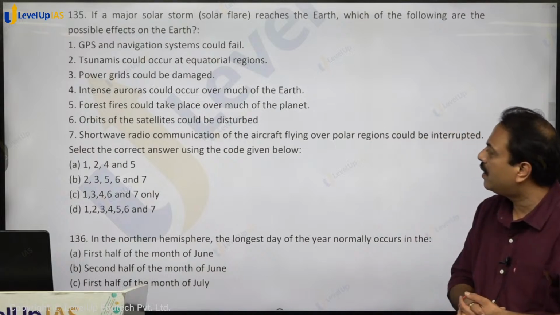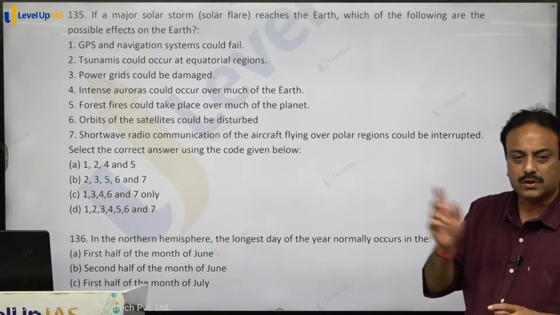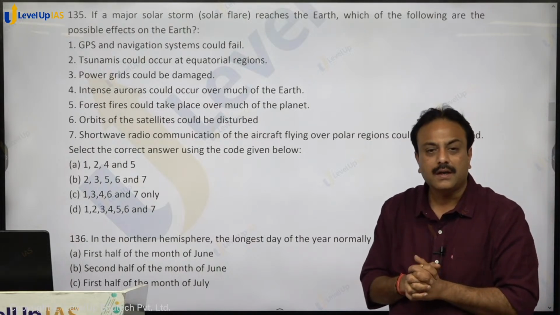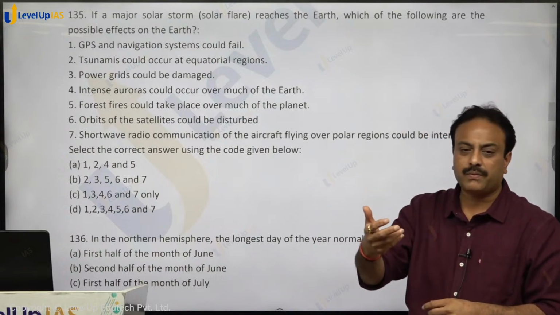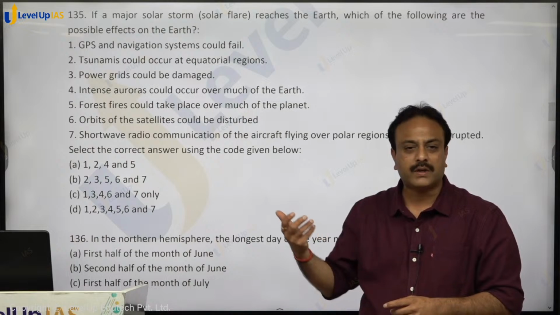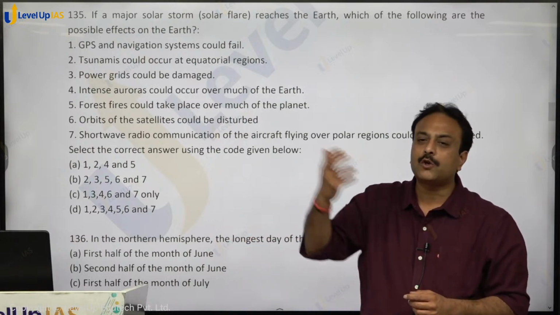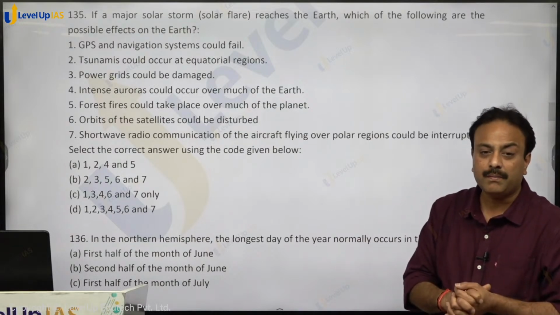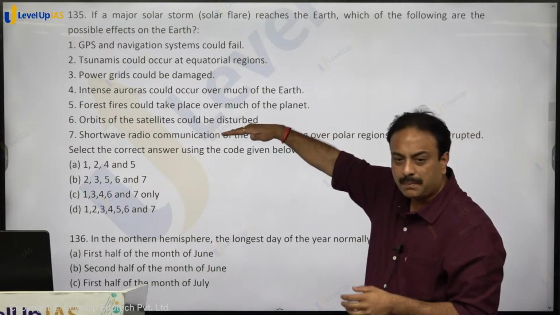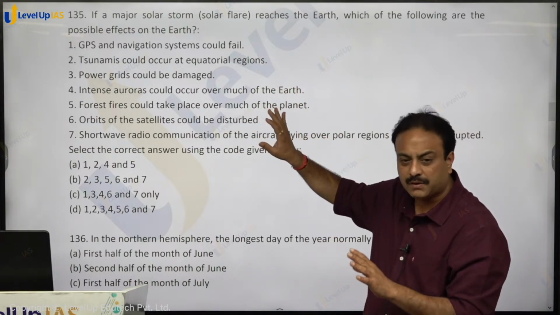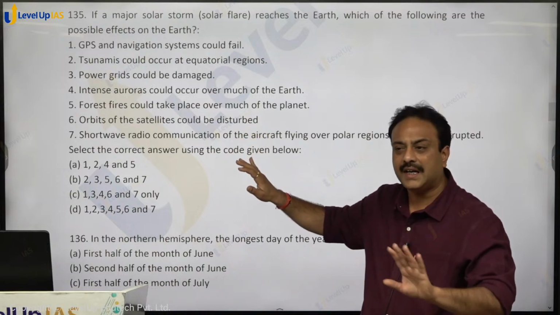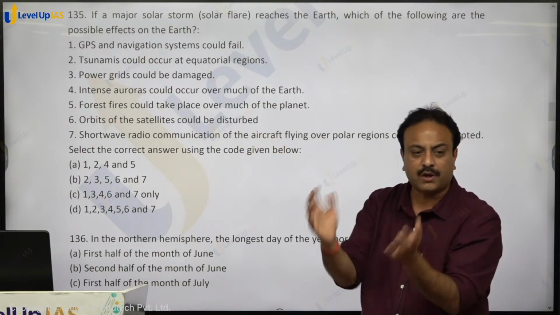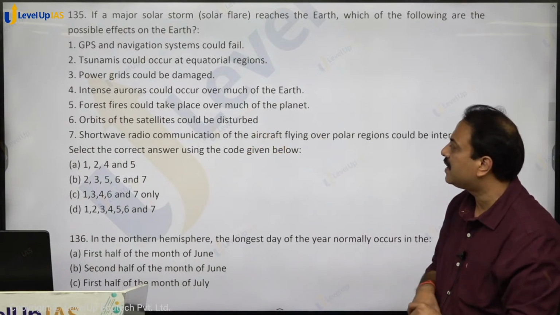Intense auroras could occur over much of the planet. Aurora borealis, australis, that will take place, clear. Forest fire could take place over much of the planet. When these solar flares enter the atmosphere of Earth, they are affected by geomagnetism and they are deflected towards the North Pole and South Pole. There are no forests at the North Pole and South Pole, so fire cannot break out. Are you getting that? And even if it is a major storm, it is written as much of the planet, because when this question was asked by UPSC, it was debatable. So finally it was considered incorrect owing to this particular term, much of the planet. It means it is talking about the majority of the planet. So it is not possible. So it is considered a wrong one.